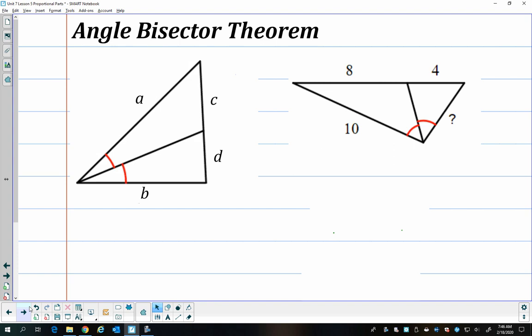So pretty much the new part to this is that we have to be able to set up a proportion from the picture. Here we have an angle bisector. We know that this is an angle bisector because it is making two congruent smaller angles. Again, if I extend that angle bisector, what it looks like is that I have two fractions that are written. I have a over b, and I have c over d.